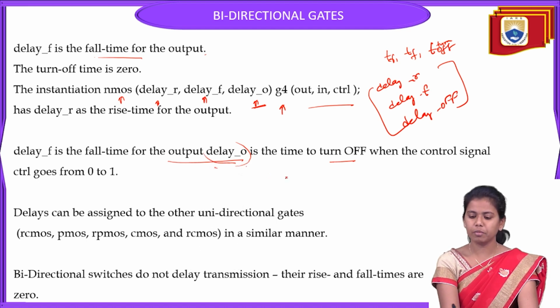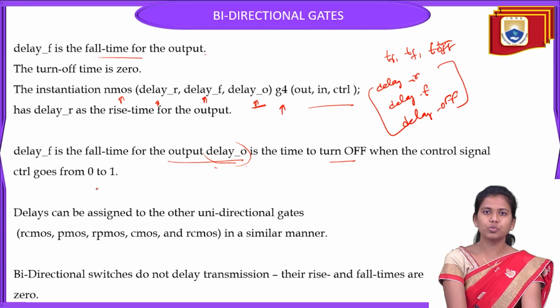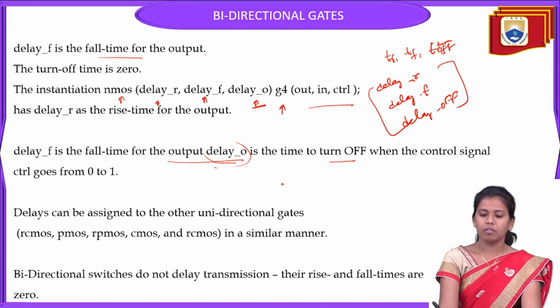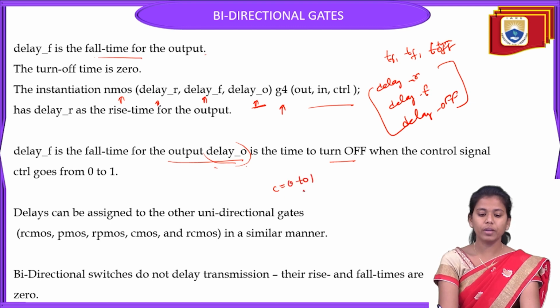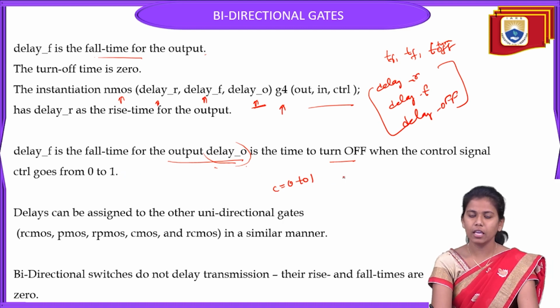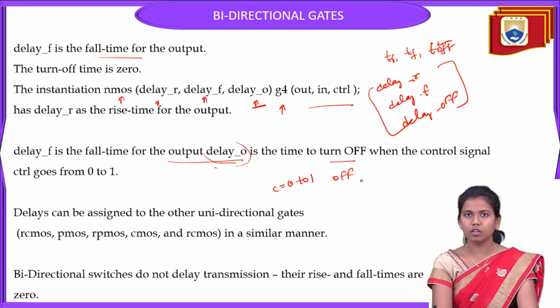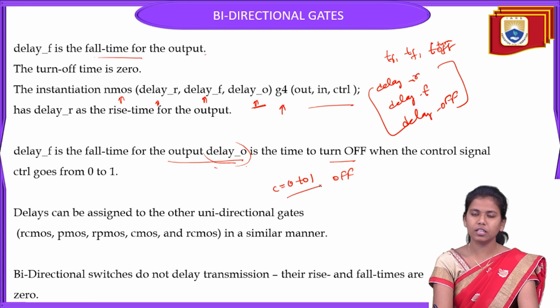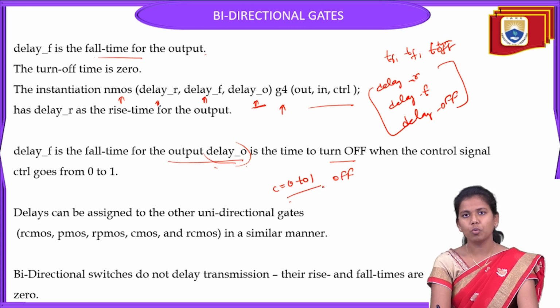Turn off time as delay O when the control goes from 0 to 1. So when the control signal goes from 0, low, to high, the fall off time for the output delay becomes the turn off time. That means the control signal is going from 0 to 1.